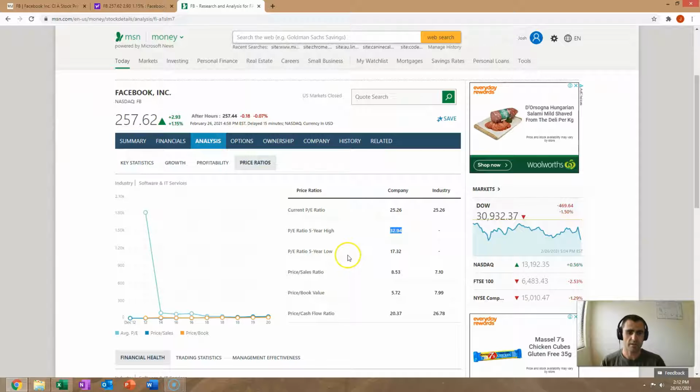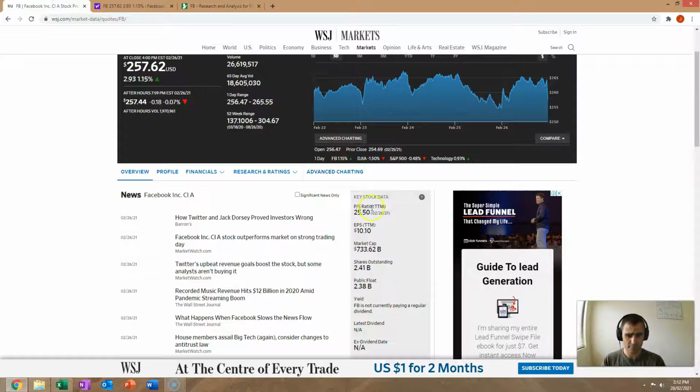Or you could be, I don't want to be as bullish. I'll use the low, or you can find the average. In this instance, I find for myself, 25 is a pretty average number in between those two. So I'm just going to use the trailing 12 months.